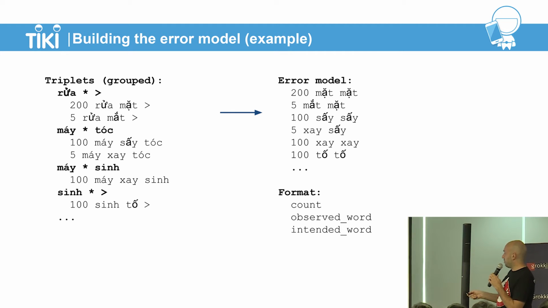The format of this error model is the count of times, the observed word, and the intended word. The count is the number of times that having this observed word, this actual word was intended. So obviously this dictionary will let us calculate the probability of the word W being a misspelling of the word C. Or let's put it another way, the probability of the word W being observed if the word C was intended.